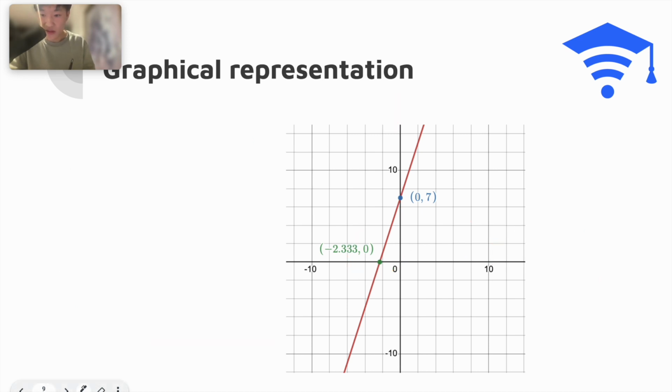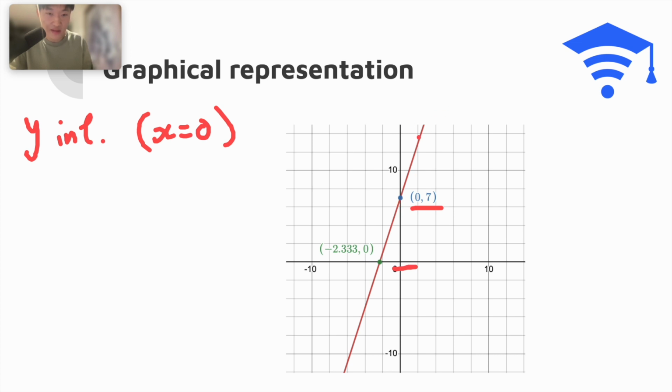Let me erase everything. Now we talk about the y-axis. Sorry, not the y-axis, the y-intercept. So this is when x is equal to 0. And as can be seen here, this is 0, 7. This is when this red line, the graph, is crossing the y-axis. And so we have this blue dot as our y-intercept.